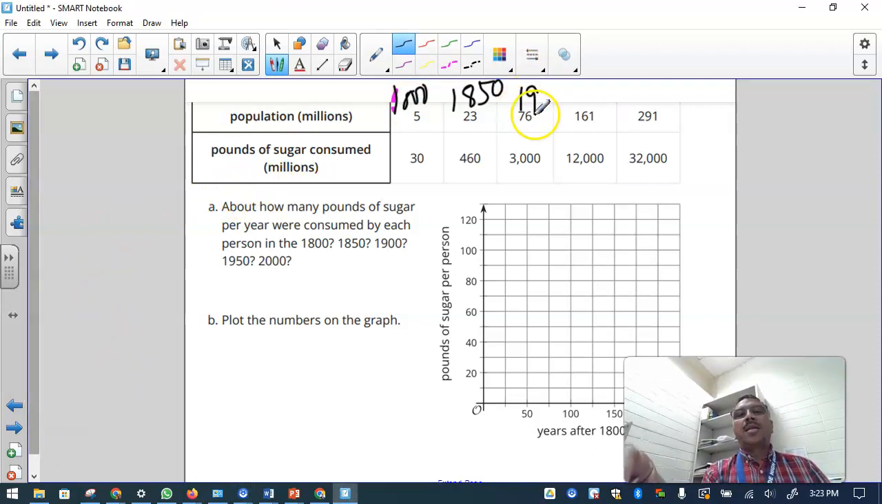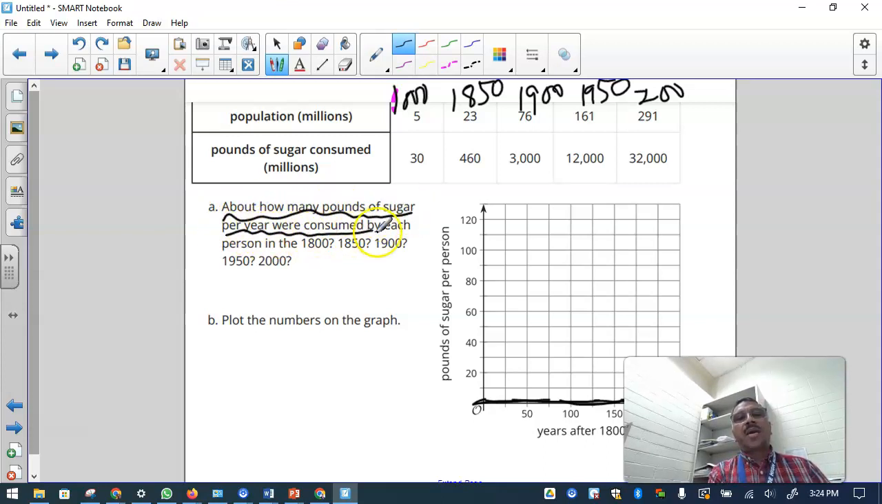This is 1900, this is 1950, and that is 2000. So every 50 years. And you can see you are given a grid also with 50 there. And we need to figure out how many pounds of sugar per year were consumed by each person.